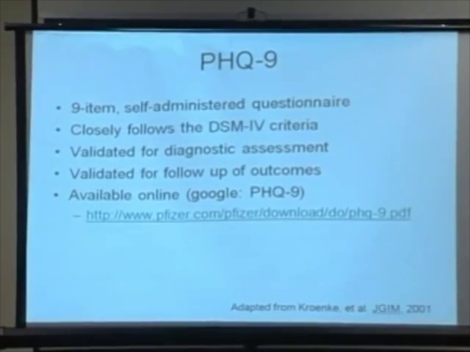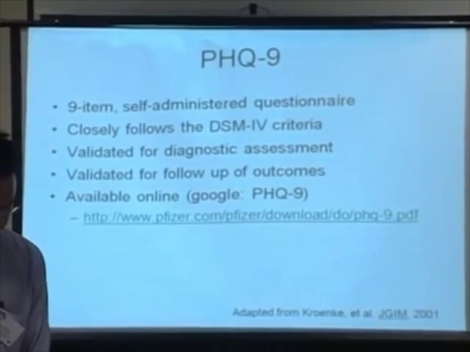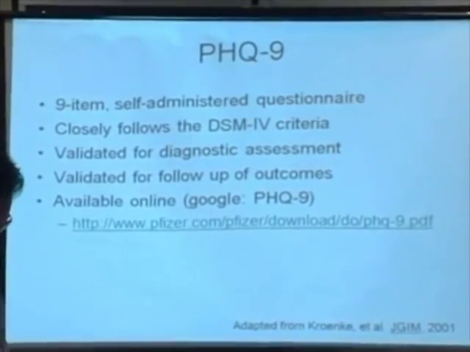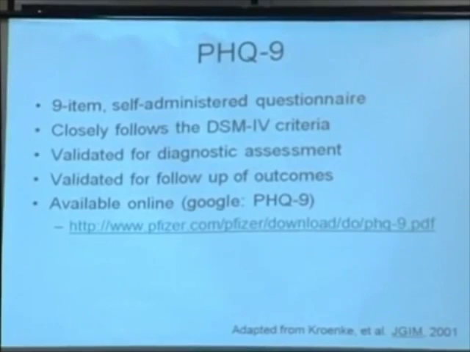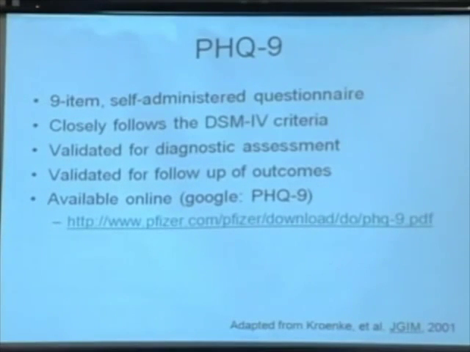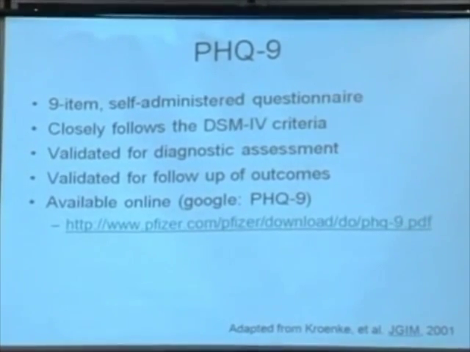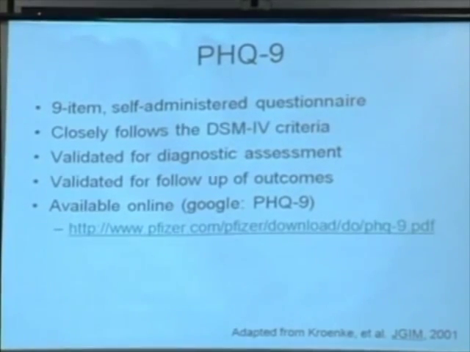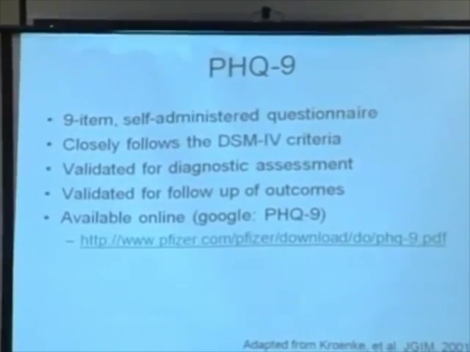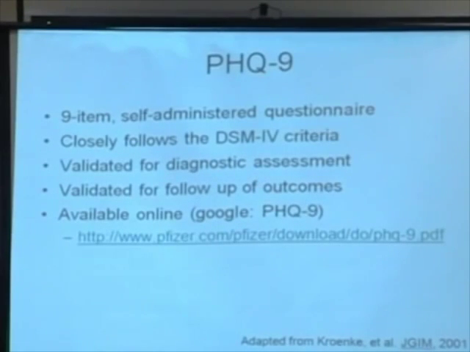It closely follows the DSM-4 criteria for depression, and it's been validated not only for diagnostic assessment, so for identifying depression, but also for following up patients and seeing whether they are getting better or getting worse. That's really important in terms of seeing how our patients are doing as they come in over time. As I mentioned, it's available online. You can just Google the words PHQ-9, and usually the first or second result is the actual PHQ-9 instrument itself. I put on here one of the websites where it's available, since the Pfizer company underwrote the development of the PHQ-9.